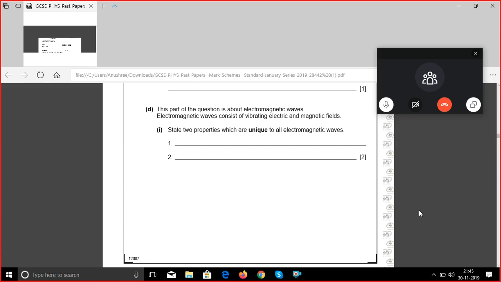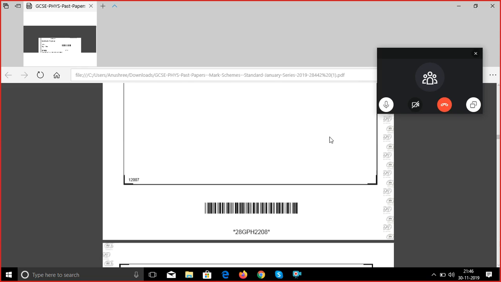Okay, try to think, then I'll tell you. What happens when they travel in vacuum? Well, they travel at the same speed in a vacuum. Yes. So that's the second property: all the electromagnetic waves travel with the same speed in a vacuum, that is 3 into 10 to the power 8 meters per second. Okay, so these are the two properties.